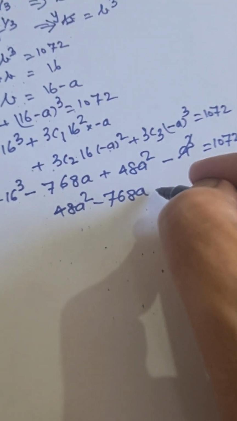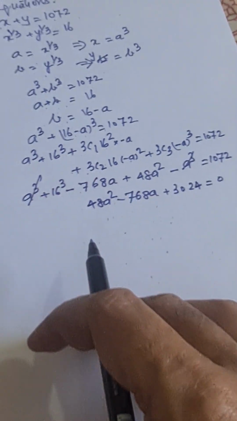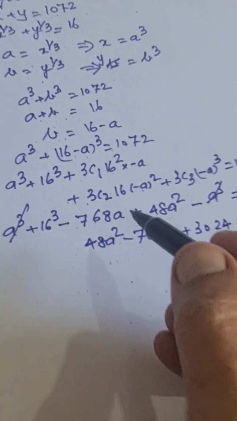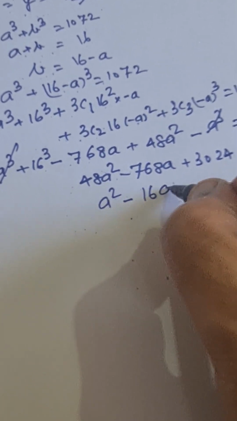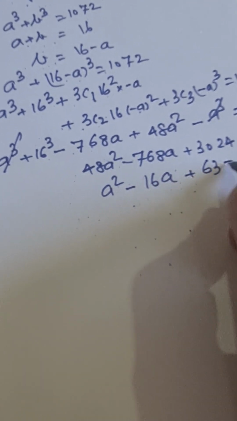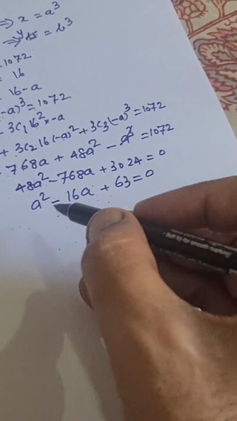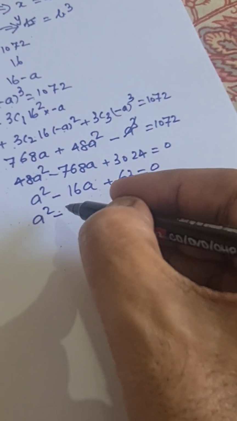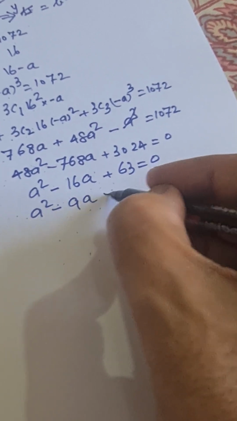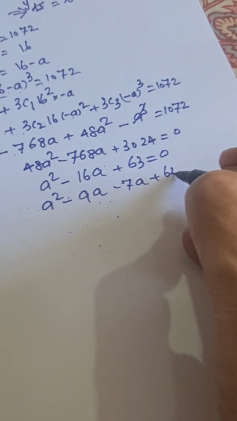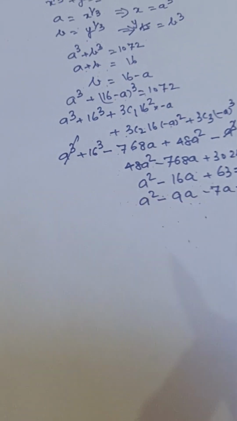This becomes 4 equal to 0. Dividing this whole equation by 48, we get a square minus 16a plus 63 equal to 0. Now splitting this middle term, we get a square minus 9a minus 7a plus 63, because 9 into 7 is 63 and sum is 16.